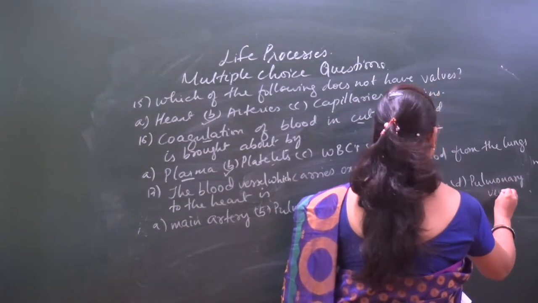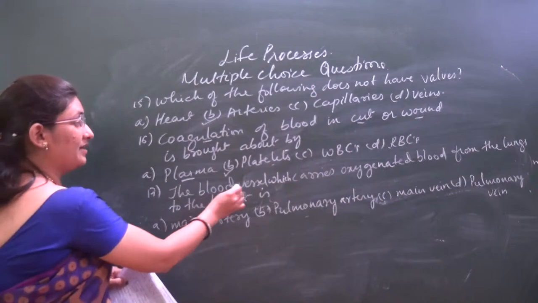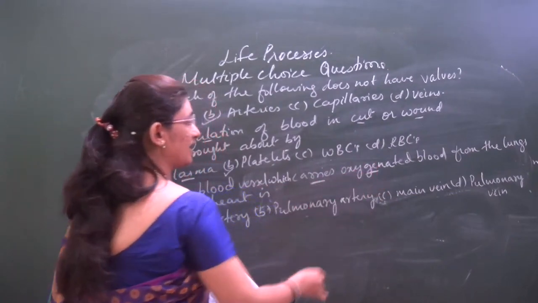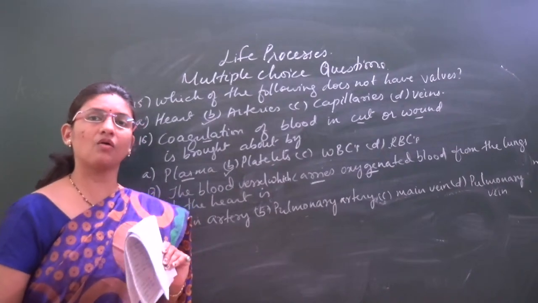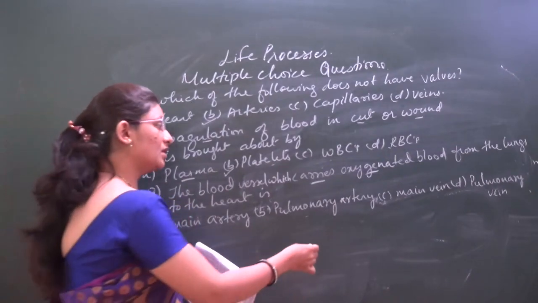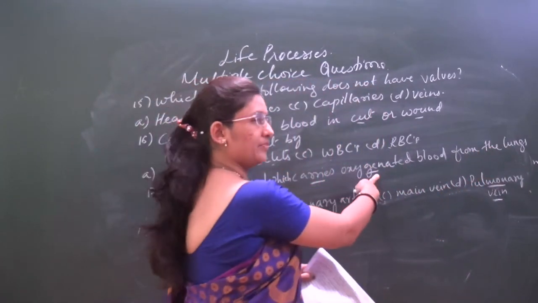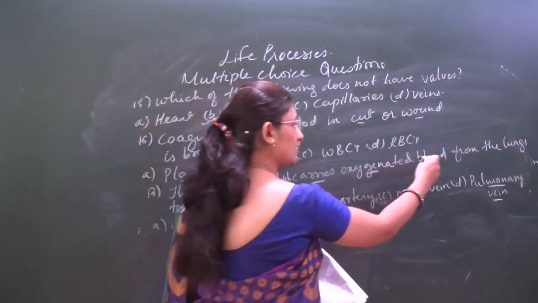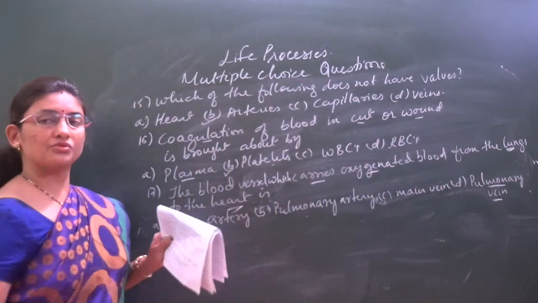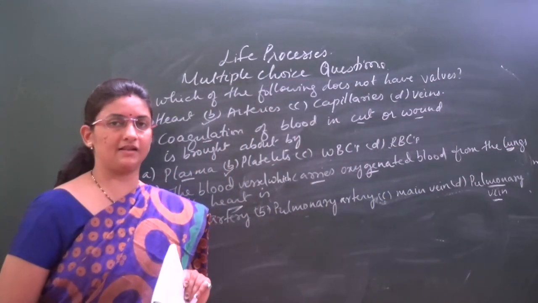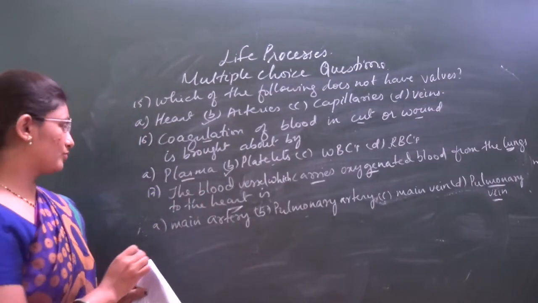So what is the question here? The blood vessel which carries oxygenated blood, clean blood, pure blood, is the pulmonary vein. The clean, oxygenated blood is taken from the lungs to the heart through the pulmonary vein itself. So don't get confused with the wordings there. Analyze those words and give your answer.